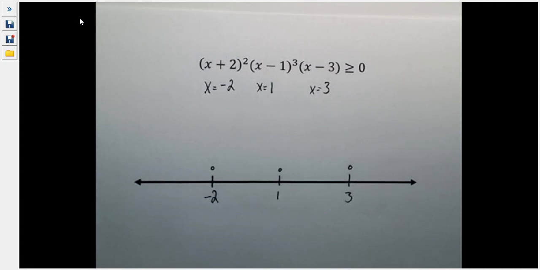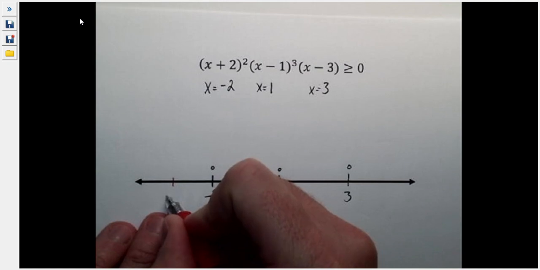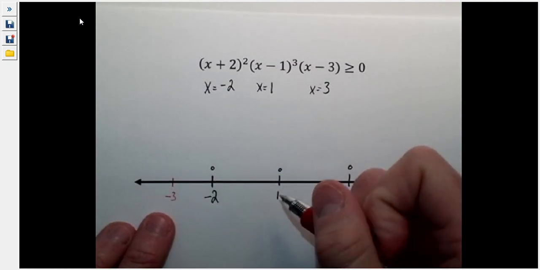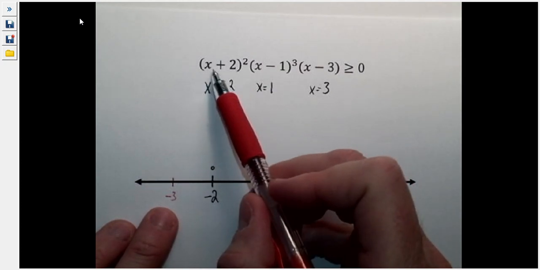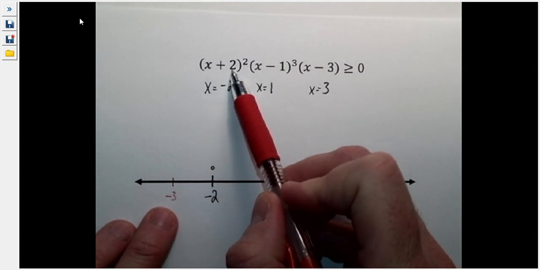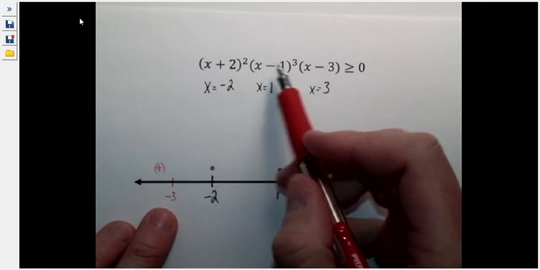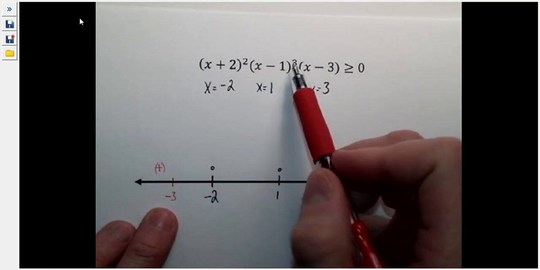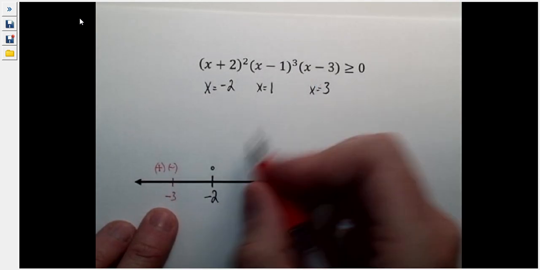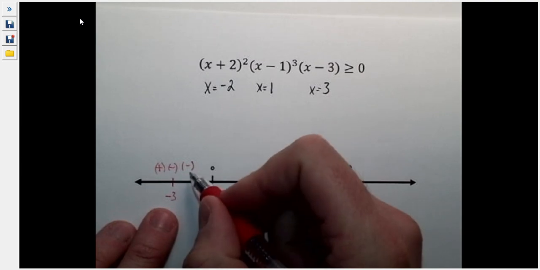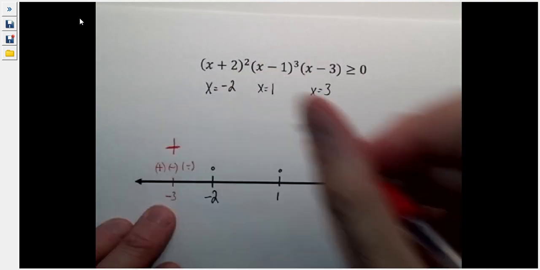Now we're going to test our values. So pick a number smaller than -2, like -3 or -4, -5, -10, doesn't matter. And you're going to plug them in. So I plug a negative number in here, then square it, that's going to be positive. When I plug -3 in here, it's going to be negative cubed, which is still negative, and negative minus negative is still negative. So this one here, negative times a positive, this part is positive.